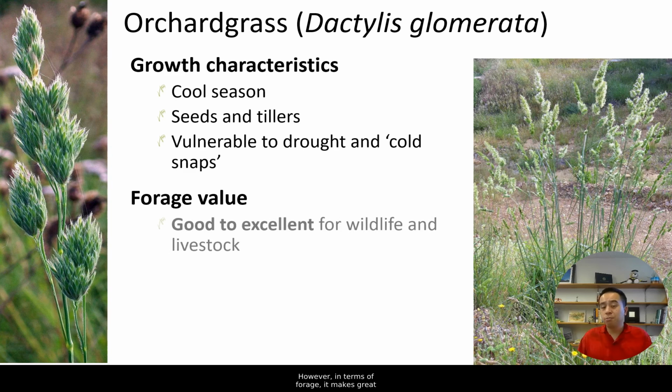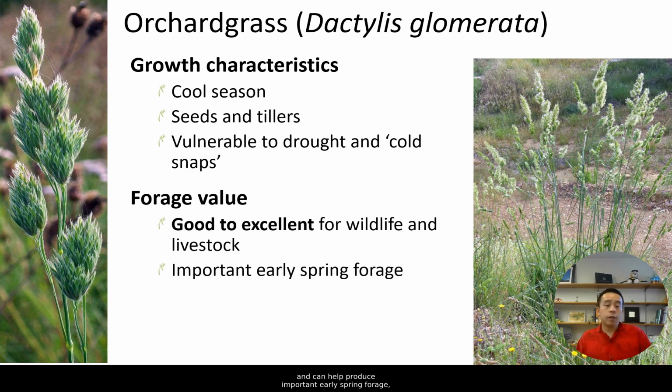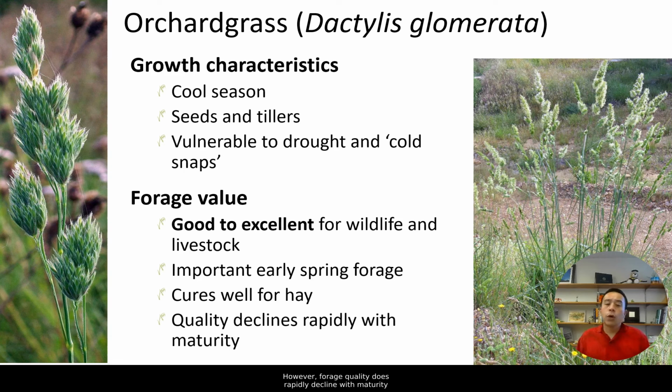However, in terms of forage, it makes great to excellent wildlife and livestock forage and can help produce important early spring forage when other plants may still be growing or still small. And oftentimes it dries well, cures well, which means it dries well for hay production. However, forage quality does rapidly decline with maturity as it becomes less palatable and less nutrient rich. And again, this is a very common plant around our area and also very important for livestock forage.